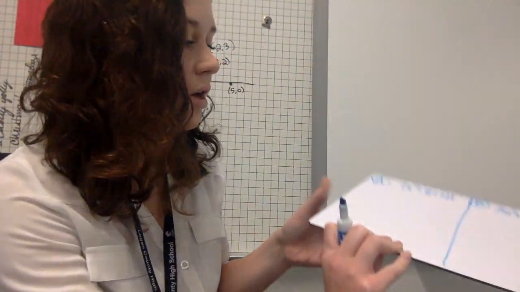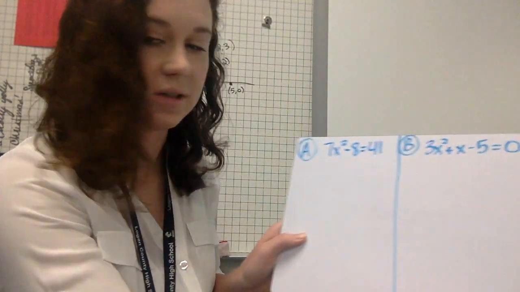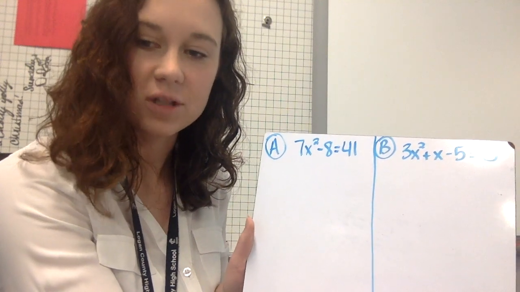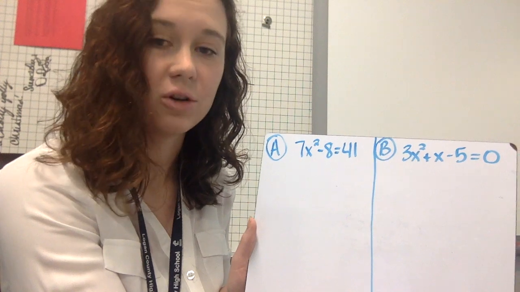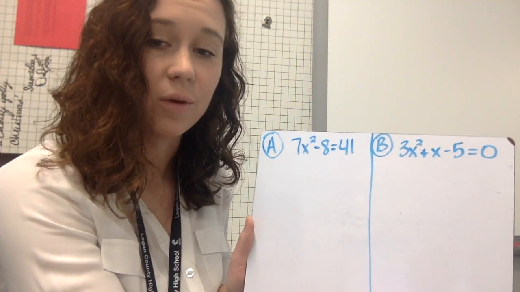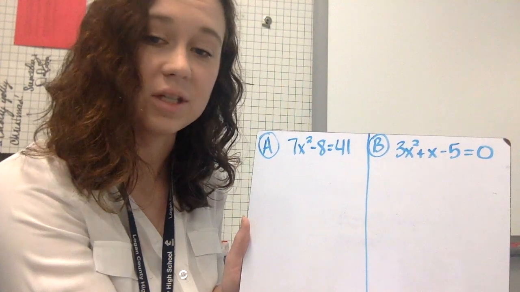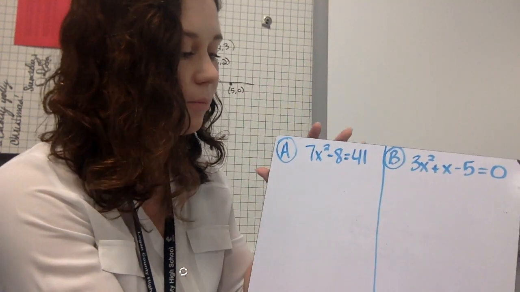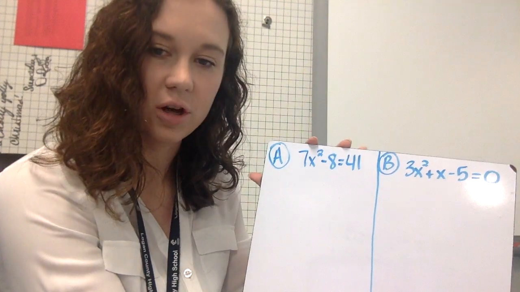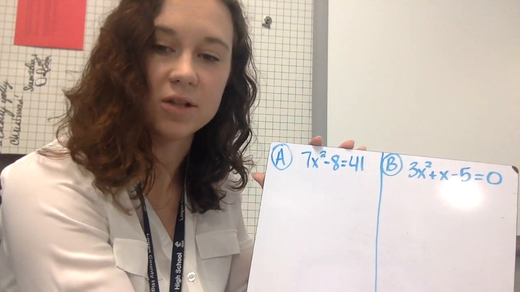So on your paper, you should have two examples, example A and B, and you should notice they look a little different. So you may notice a couple things. One of them is equal to 0 and one of them is not. The other thing you might notice is that one of them is definitely shorter than the other one. So we're going to focus on that one first. So example A here. The first thing you should notice is x only appears once in this equation.